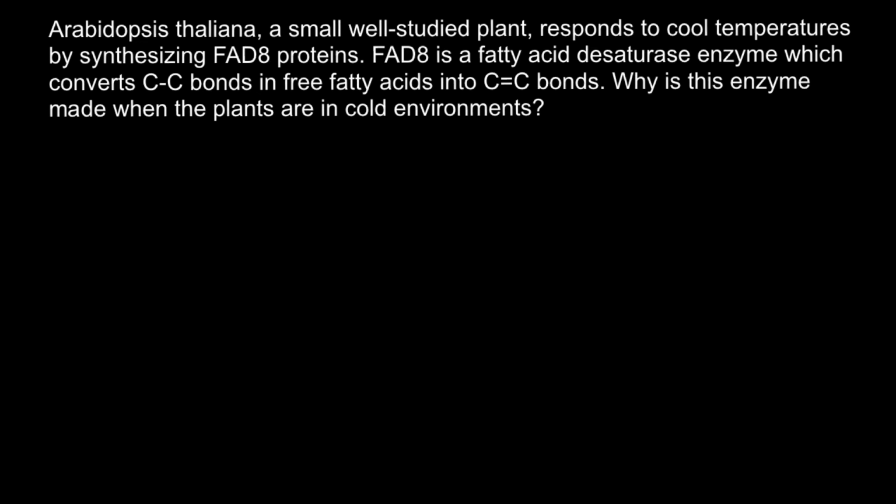Today's problem is: Arabidopsis thaliana is a small, well-studied plant that responds to cool temperatures by synthesizing FAD8 proteins. FAD8 is a fatty acid desaturase enzyme which converts single bonds between two carbons in free fatty acids into double bonds. Why is this enzyme made when the plants are in cold environments?